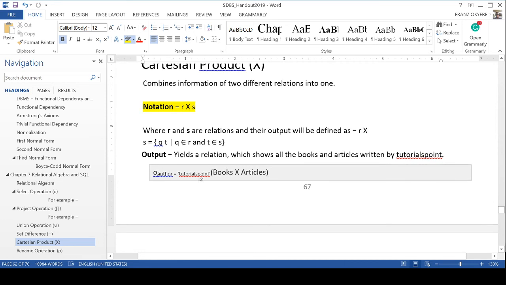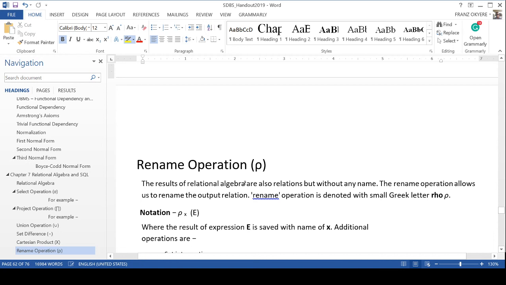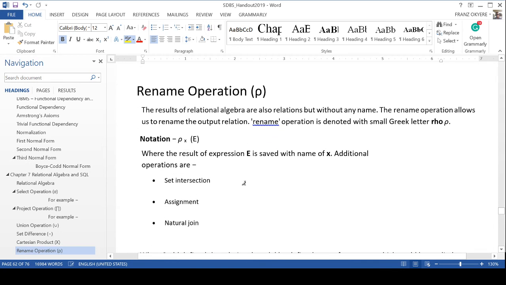So select from books and articles where the author is called tutorials point, which means you should have the author field in the two tables. Normally this would be some kind of common field in the two. We can also have the rename operation. It's not really binary, is it? It doesn't combine two things. The results of relational algebra are also relations, but without a name. So the rename operation allows us to rename the output relation.